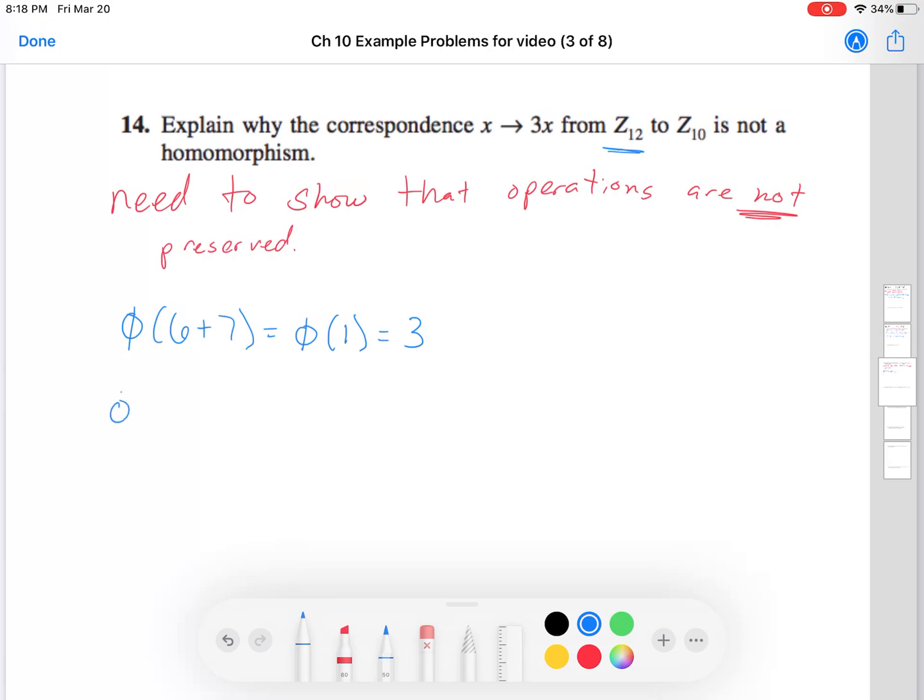Now, to show that it's not operation preserving, we need to show that phi of 6 plus phi of 7 is not equal to 3. So let's see what it is equal to.